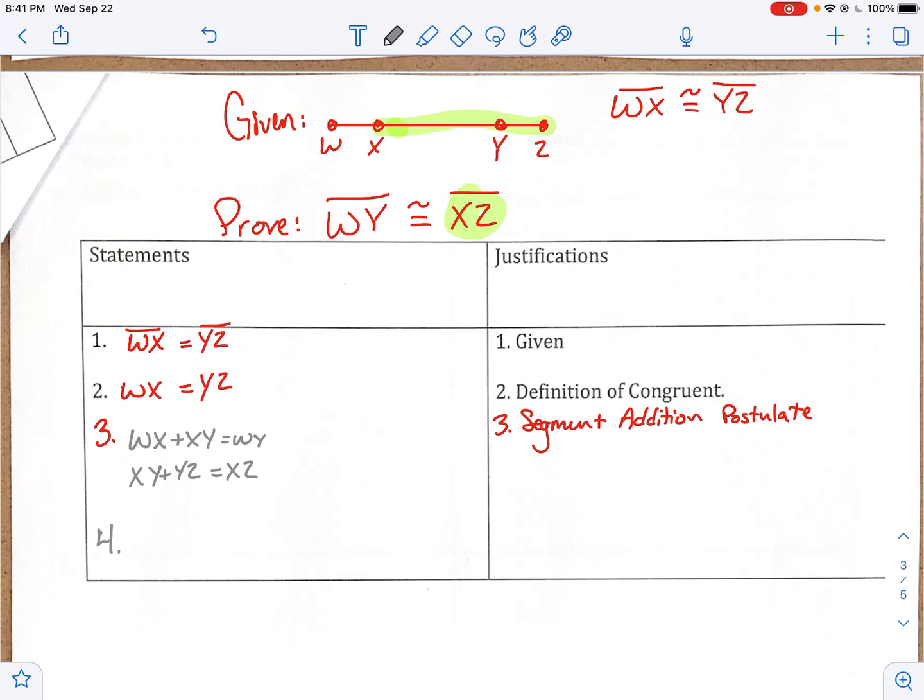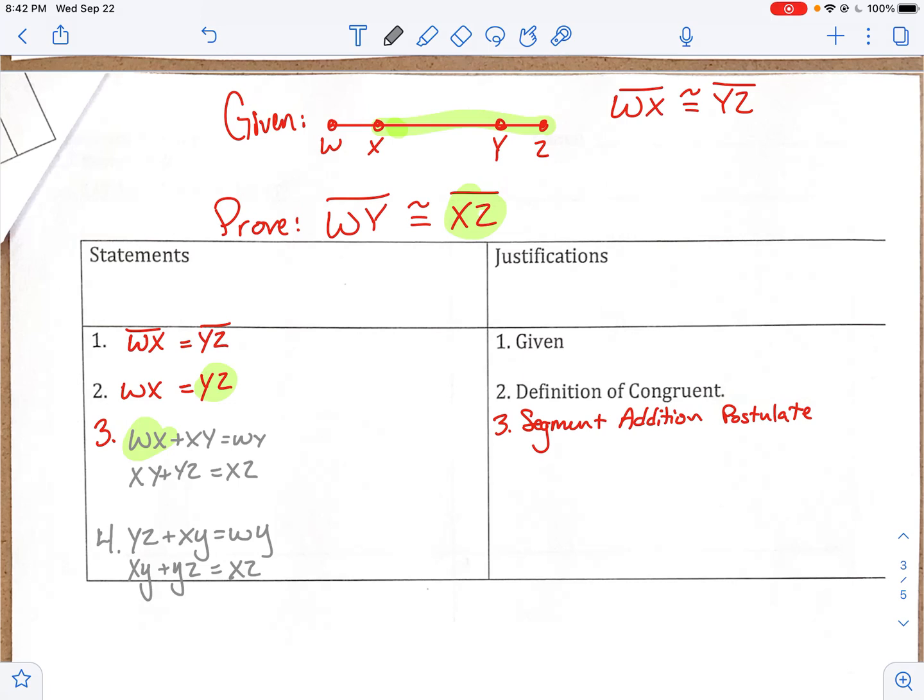And from there, again, I would encourage you to look back at what we haven't used yet. We haven't used our substitution that WX and YZ are equal. So where do I see a WX or YZ that I could substitute for? Well, there's one. So let's make that a YZ. So YZ plus XY equals WY. And then you have XY plus YZ equals XZ.